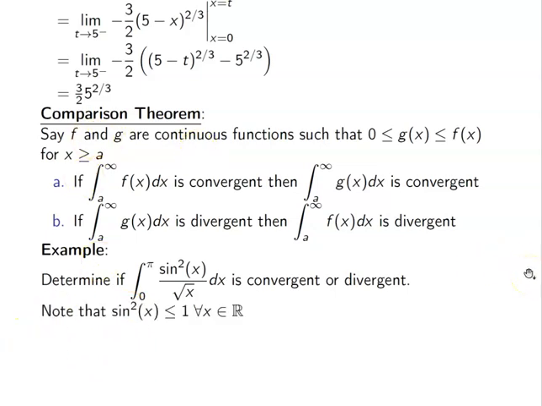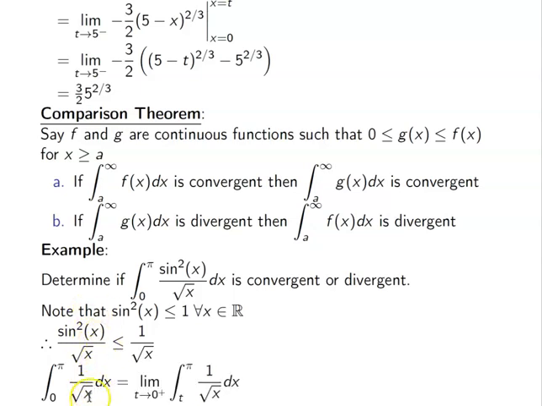Note here that sine squared is always less than or equal to 1, for every value of x in R. It'll never be larger than 1. So I can say that sine squared of x over square root of x is always less than or equal to 1 over square root x. I kind of bounded the larger function. Now this is helpful, but it's not necessarily what I need to solve everything yet. Consider the integral from 0 to pi of 1 over square root of x. Remember, this is x to the negative 1/2 power.